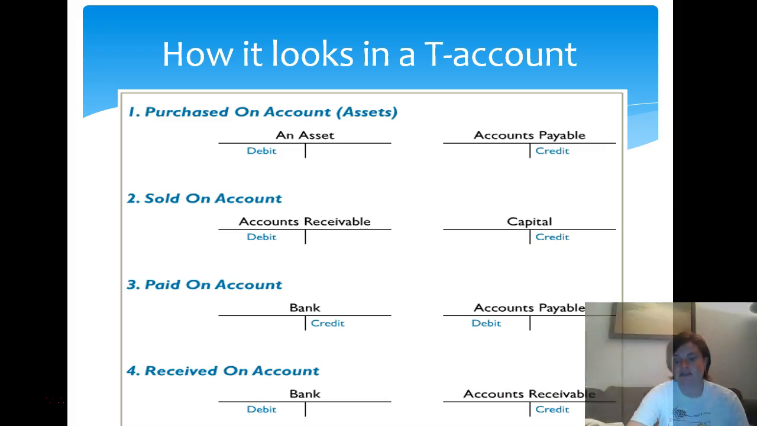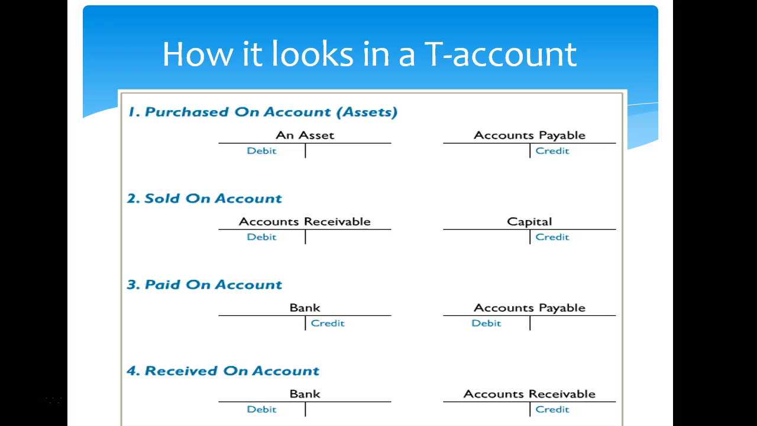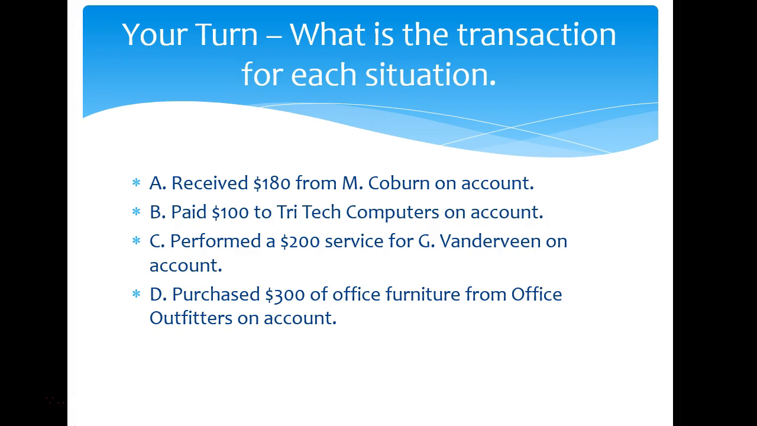What I've done here is I've provided you a chart that says the same thing that we just looked at, but it's showing it using T accounts. So you can see the debits and credits for each situation: purchased on account, sold on account, paid on account, and received on account. So now it's your turn. I've given you 4 transactions where you need to record the debit and credit for each situation, A, B, C, and D. Make sure you get this done, and I'm going to check it when we have our class.